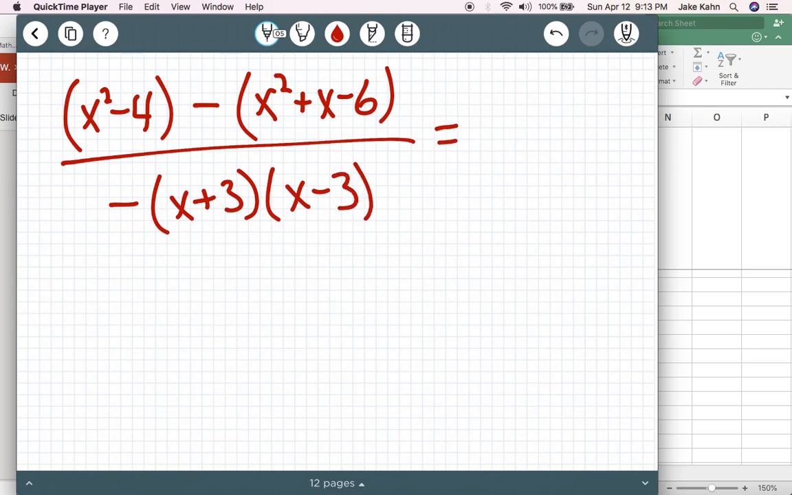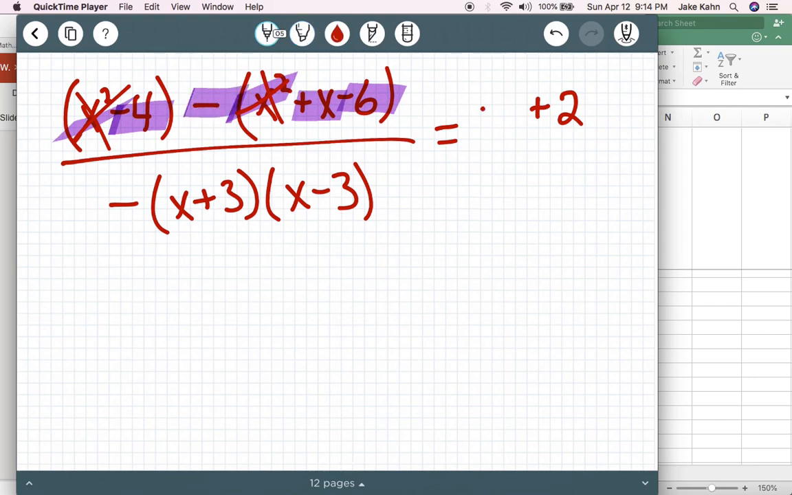Simplify the top. x squared minus x squared is 0. It cancels out. Negative 4 minus negative 6 is, in other words, negative 4 plus 6. That'll be positive 2. And then finally we have this positive x right here, but there's a negative sign in front, so we're going to have negative x plus 2 over negative x plus 3 times x minus 3.